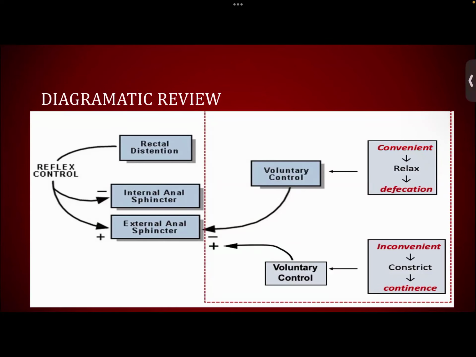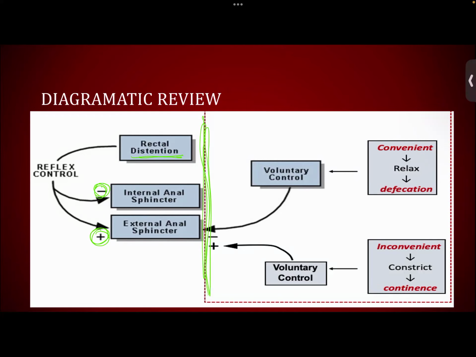So this is a quick review. I want you to focus on this part for now, although we will talk about this as well, but focus mostly on this. So we have distension of the rectum due to the feces being accumulated here. And this causes relaxation of the internal anal sphincter. It leads to a loss of tone. And it leads to a contraction of the external anal sphincter via the pudendal nerve because of the stretch receptors present in the rectum.